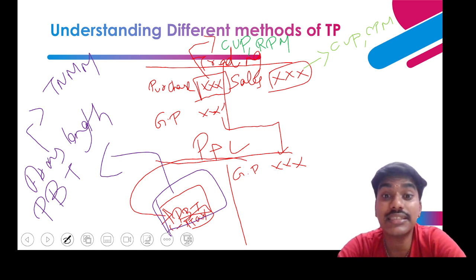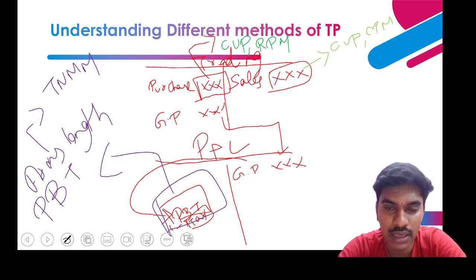This is the relationship between these four methods: CUP method, RPM method, CPM method, TNMM method. CUP method and RPM, CPM, all these three will generally be used in trading account.